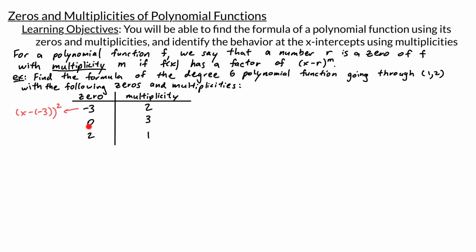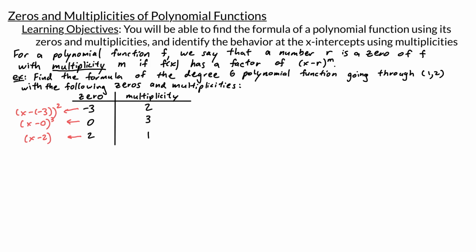Next, since 0 is a zero of our function, we know from the factor theorem that our polynomial will have a factor of x minus 0. But since the multiplicity is 3, we know that we have 3 of these factors, so our polynomial will have x minus 0 cubed. And lastly, 2 is a zero of our function. From the factor theorem, we know that our polynomial will have a factor of x minus 2. But since the multiplicity is 1, there's only one copy of this factor in our polynomial. So we can write a 1 as the exponent here, but that's not necessary.